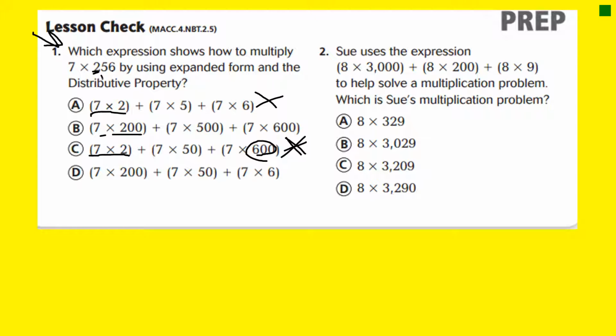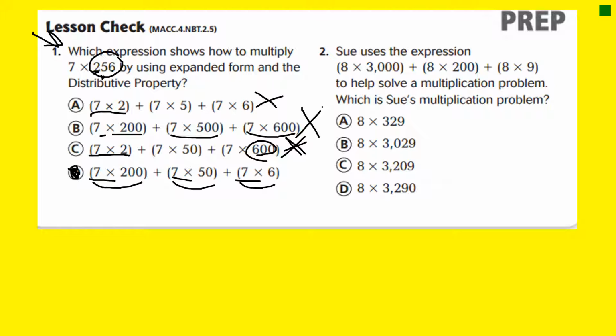Let's go to the next digit. It's a 5 in the tens place. What is a 5 in the tens place worth? 5 sets of 10, or 50. Let's check choice B, 7 times 500. Look what they did in choice B. They put everything in the hundreds. Sorry, choice B, that is not how you do the expanded form. Look at choice D: 200 plus 50 plus 6. That's 256 in expanded form with each part of it multiplied by 7. So D. All right, let's see number 2.